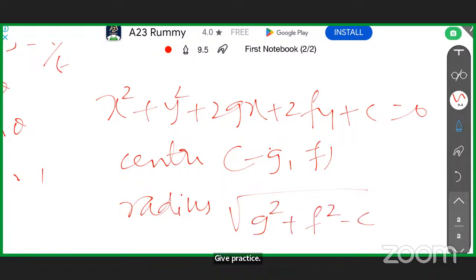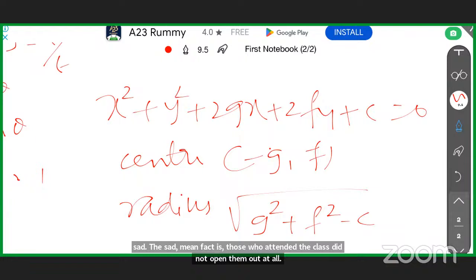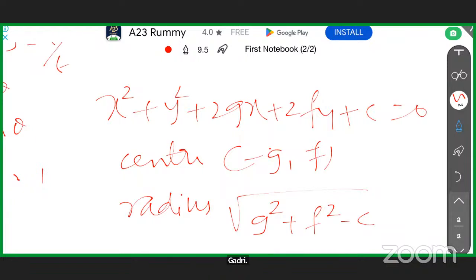The saddening fact is those who attended the class did not open their mouth at all. Bhavana, Gayatri, all of you attended the previous class. Even Pawan also attended the class. I still remember, Pawan was there for conic sections.